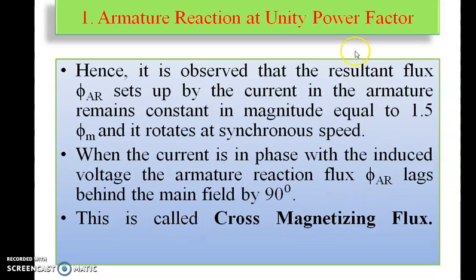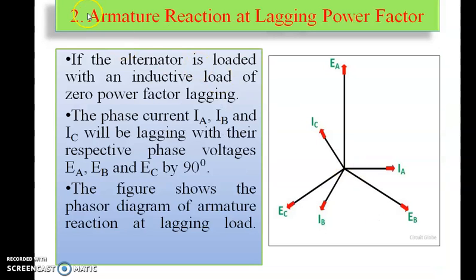That means if my power factor is unity, then the effect of armature reaction is cross magnetization. Cross magnetization is also a little bit called distortion. Okay, this is unity power factor. Now we will move to the second one. This is armature reaction at lagging power factor.